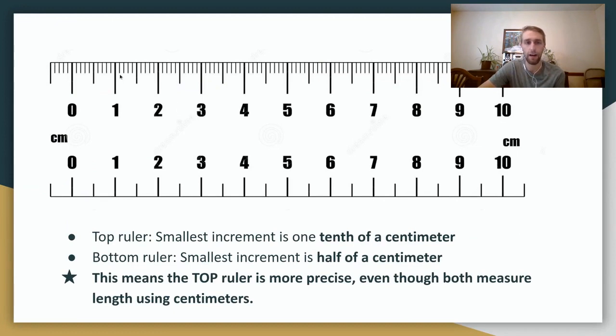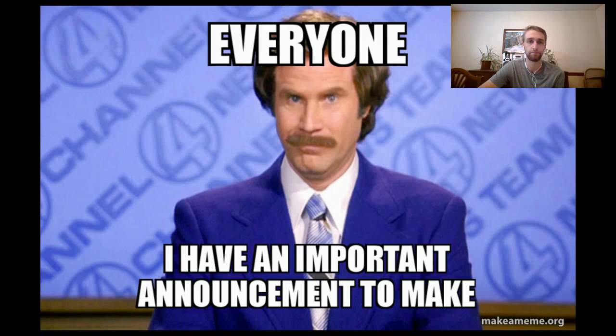So you can see the top ruler here has centimeters. They both have centimeters on them. This one lists the tenths of centimeters in between, and this one down here only lists the half of each centimeter in between. So because the smallest unit here is tenths, this one is more precise because the smallest increments marked on it are smaller. So smaller increments means more precision.